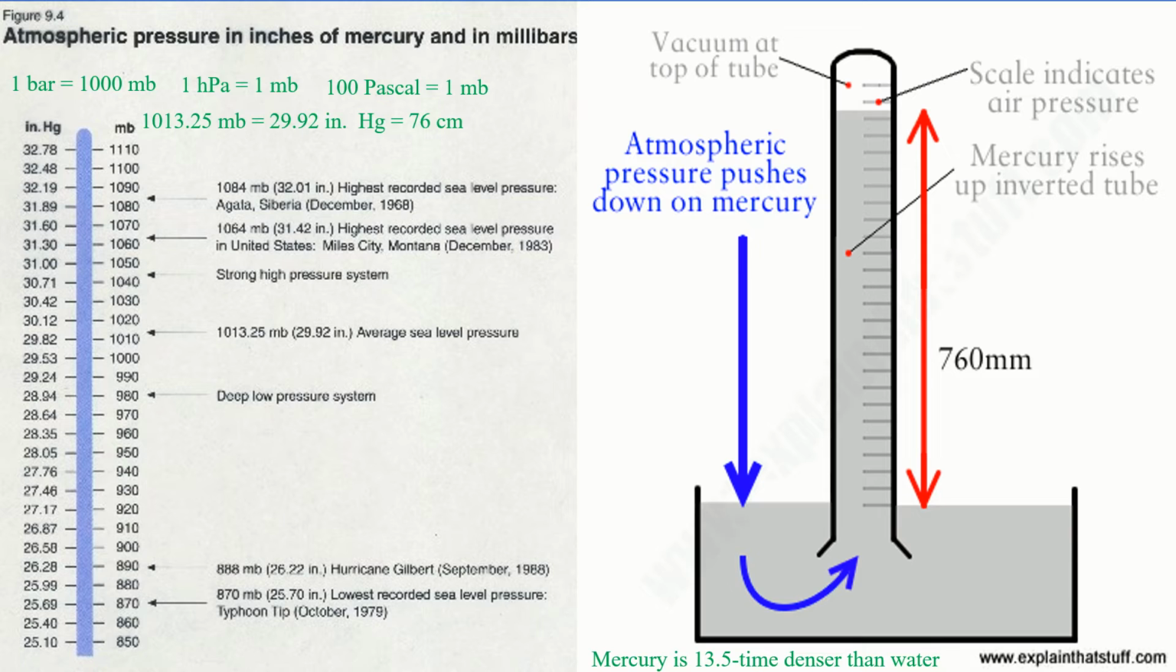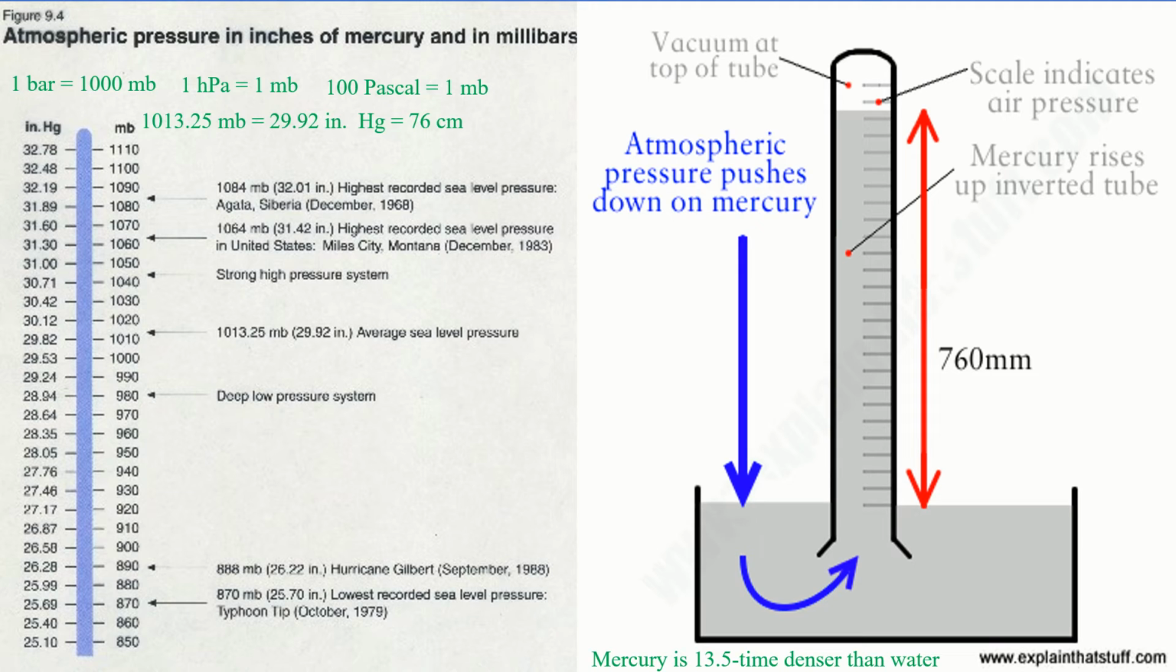The unit of pressure designated by the international system, the SI system, is the Pascal. 1 Pascal is a very tiny fraction of a millibar. So 100 Pascals is equal to 1 millibar. Sometimes we say 1 hectopascal is equal to 1 millibar.